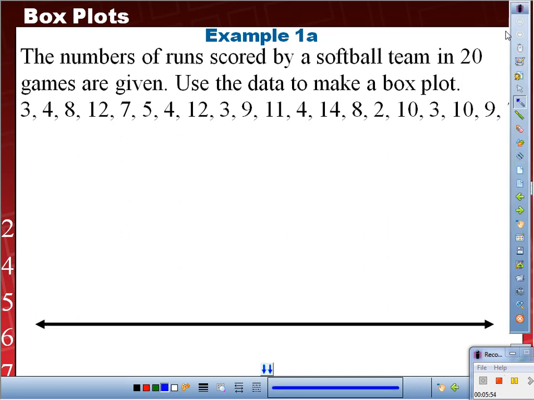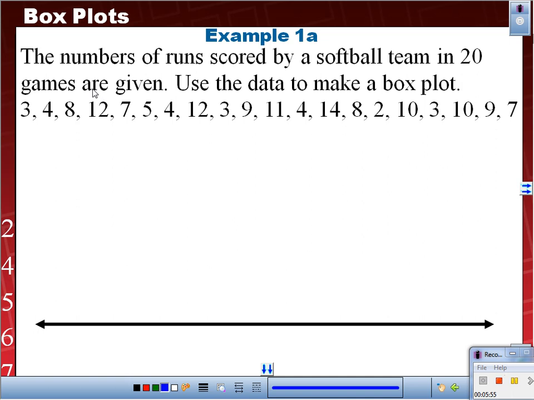All right, here we go. The numbers of runs scored by a softball team in 20 games are given. If it says 20 games, how many different numbers do we have? 20. Use the data to make a box plot. Let's say we don't know the process to make a box plot yet, but do we know what to do with a set of data that you are given? What do we do from the beginning? The very first step. Least to greatest. So let's start doing that.